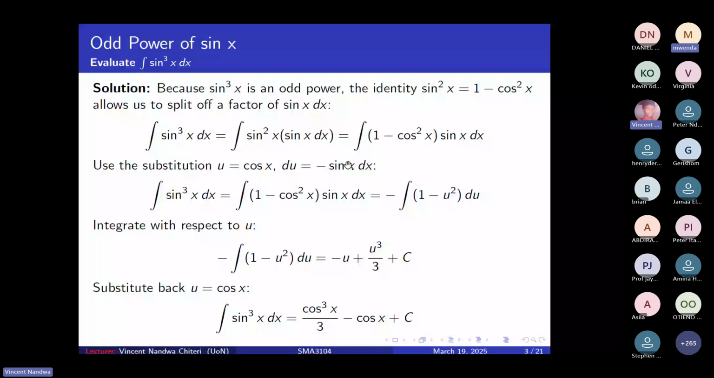So now you see this will be simply an integral involving the variable u, which can easily be evaluated using the power rule. The power rule gives us negative u plus u power 3 over 3 plus c. Able to see that? Good. Then you remember to replace u with cosine of x, the way it was given from this stage. Therefore the integral of sine power 3 x dx will be cos power 3 x over 3 minus cos x plus c.